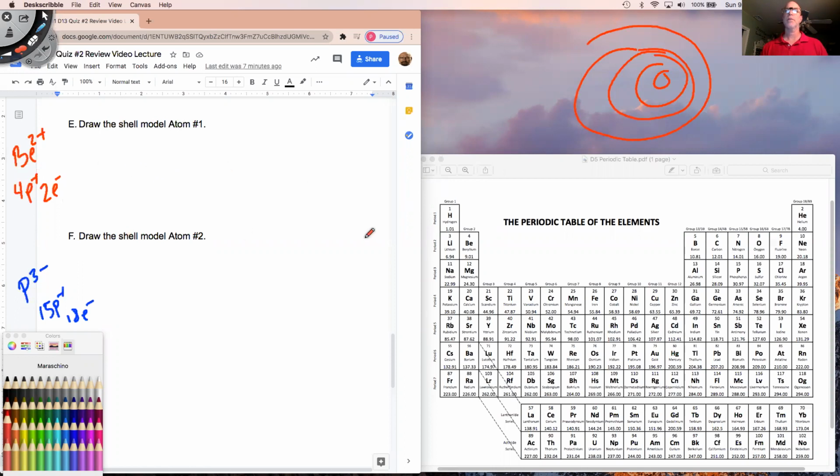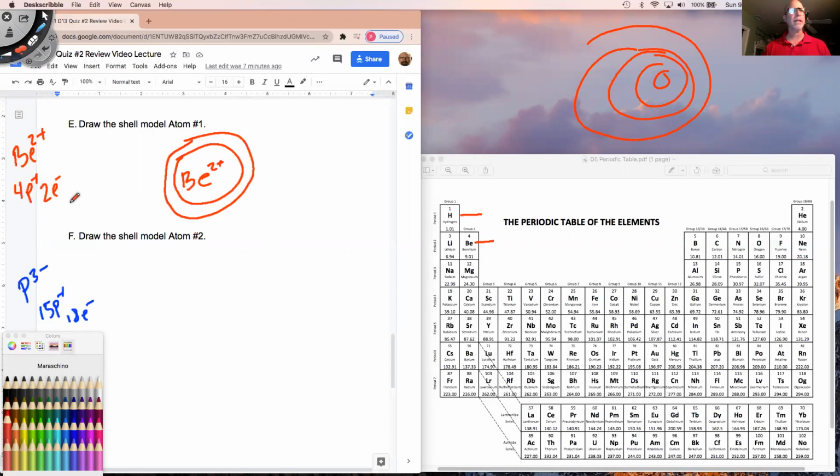So the first thing we have to do is say, well, how many shells will beryllium have? Well, it looks like right here, beryllium's going to have shell 1, and it looks like it's on the second shell. So beryllium 2 plus looks like it's going to have 2 shells. All right, so you'd say it's got shell number 1, and it's got shell number 2. And you say, well, how many electrons do we have to put in this shell?